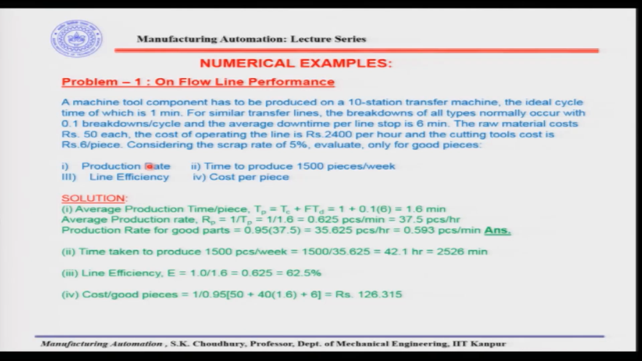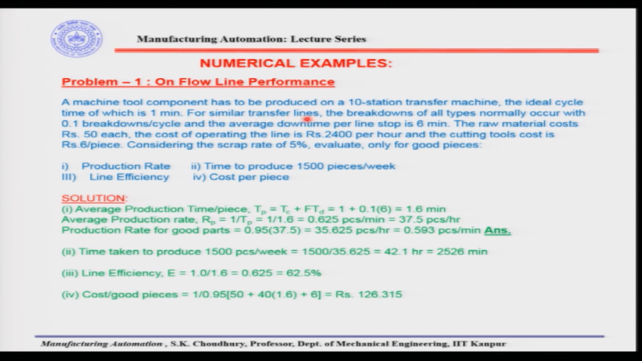Let us see some numerical examples through which we can find out how the theory that we have discussed can be applied. Let us say problem 1. We will come to the first example of the flow line performance which we discussed earlier. For example, a machine tool component has to be produced on a 10 station transfer machine, the ideal cycle time of which is 1 minute. Tc, I will remind you, which we did 2 classes before. So, 60 seconds will be the Tc.